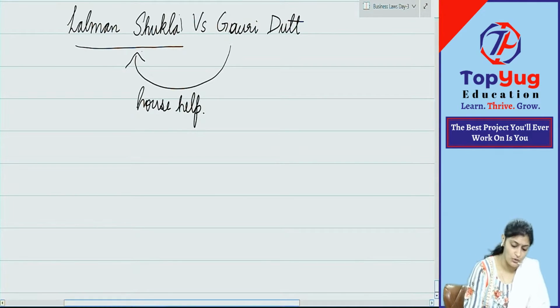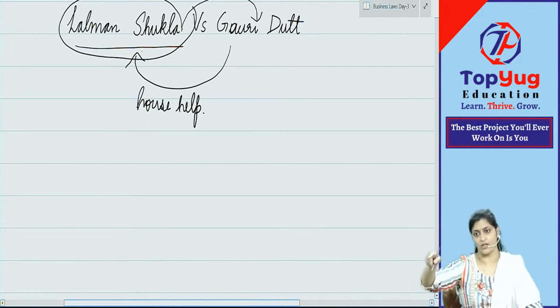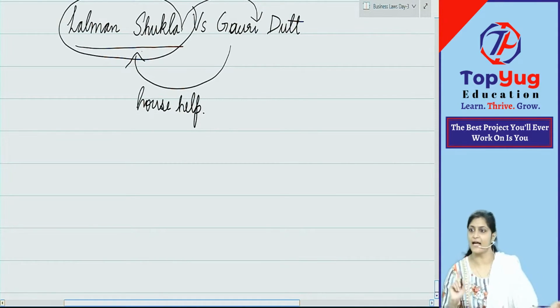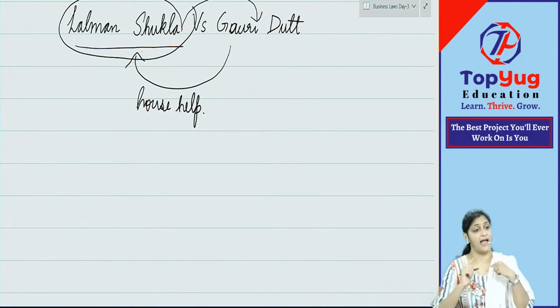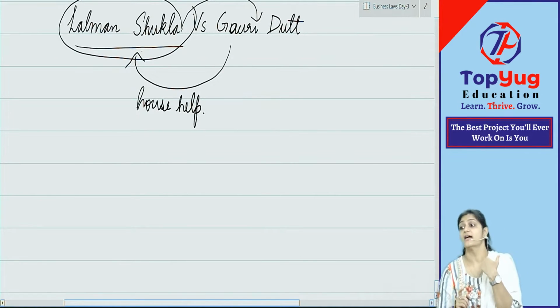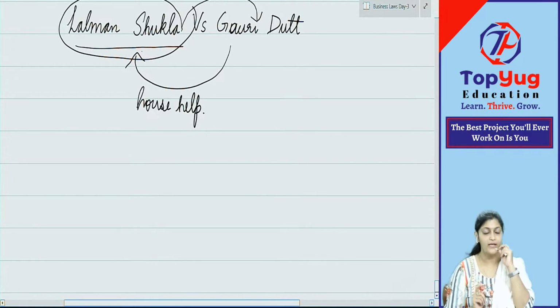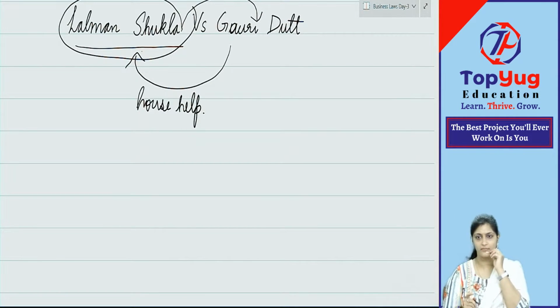So now Lalman Shukla went to a court of law and filed the case against Gauri Dutt, saying that Gauri Dutt gave an offer that whoever finds the nephew, I will give 100 rupees, and I accepted the offer and found the nephew. Now I should get how much? 100 rupees. Yes or no? Now you tell me, in this case, in whose favor will the court decide? Gauri Dutt. Why Gauri Dutt?